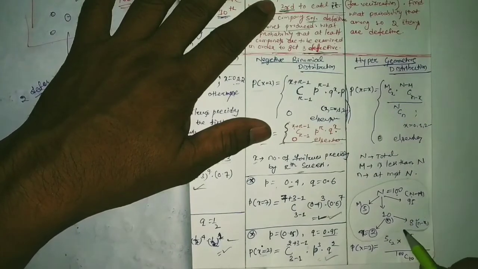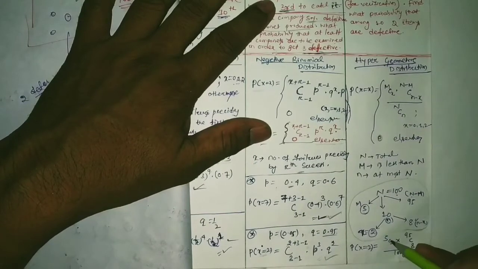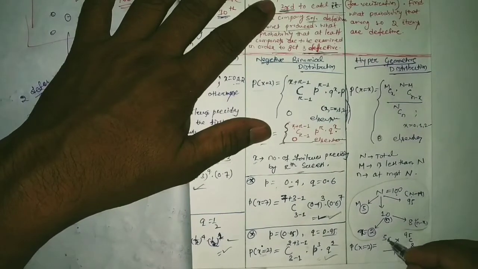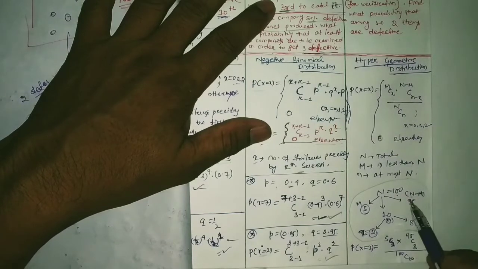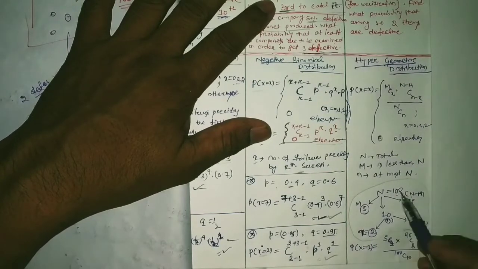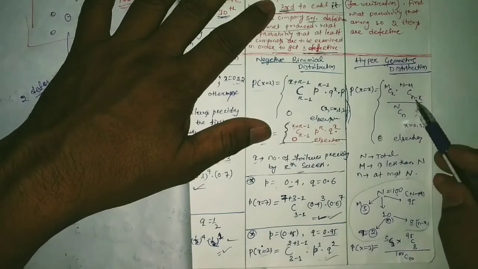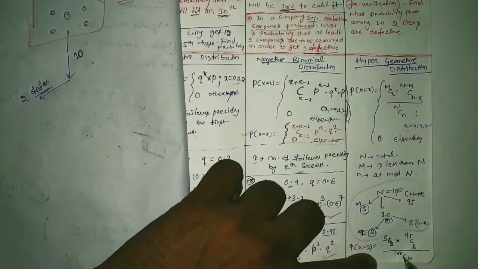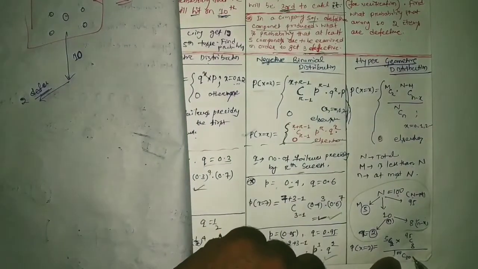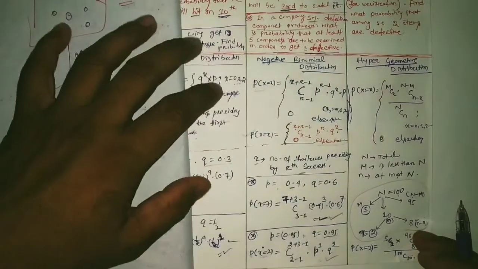M is how much? 5. 5c2. 5cx means 5c2, into capital N minus M, which is 100 minus 5, sorry, 100 minus 5, that is your N minus M, 95c n minus x equal to 8, 95c8, divided by 100c10. So you just calculate it, solve it, and you can get the answer.